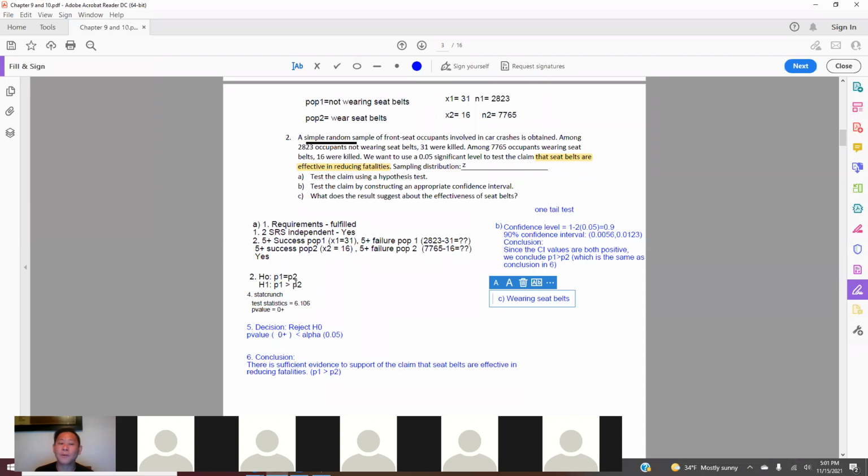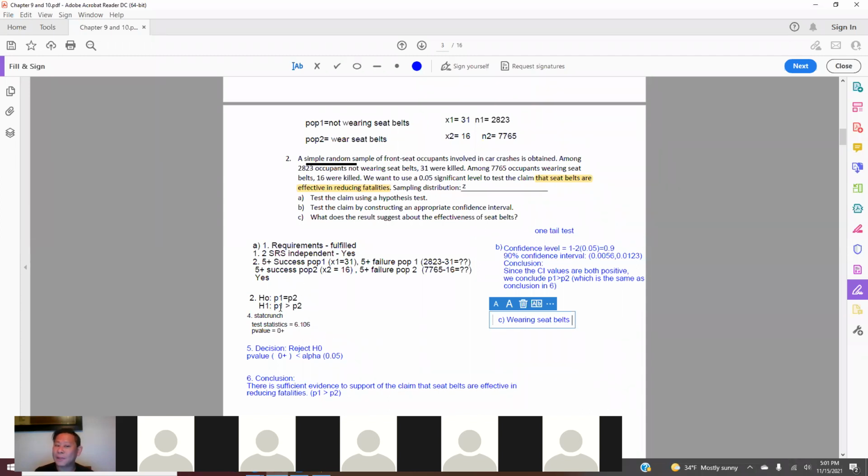Don't forget P1. Don't forget P1 stands for those who do not wear a seatbelt. So when you do this, it means those who do not wear seatbelts die more than those who wear seatbelts. So what can you conclude here? Wearing seatbelts saves life, right? Yep. So I think you guys know that. So do wear your seatbelts.